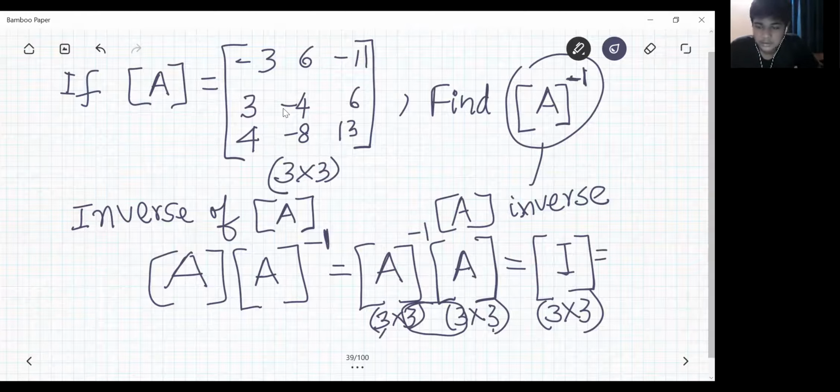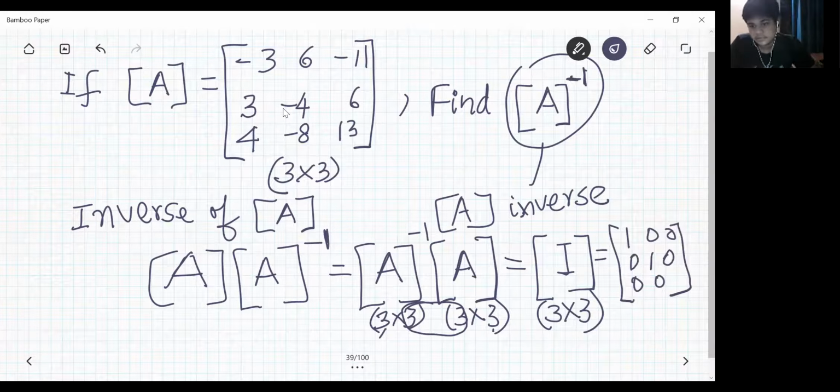Just now I gave you, no? Yes, sir. So it will look like 1, 0, 0; 0, 1, 0; 0, 0, 1, an identity matrix. So when you multiply A into A inverse, you should get this type of a shape. Similarly, A inverse into A also will give the same thing. Either A into A inverse or A inverse into A will give the same thing. Yes, sir. So we will learn how to find the A inverse.